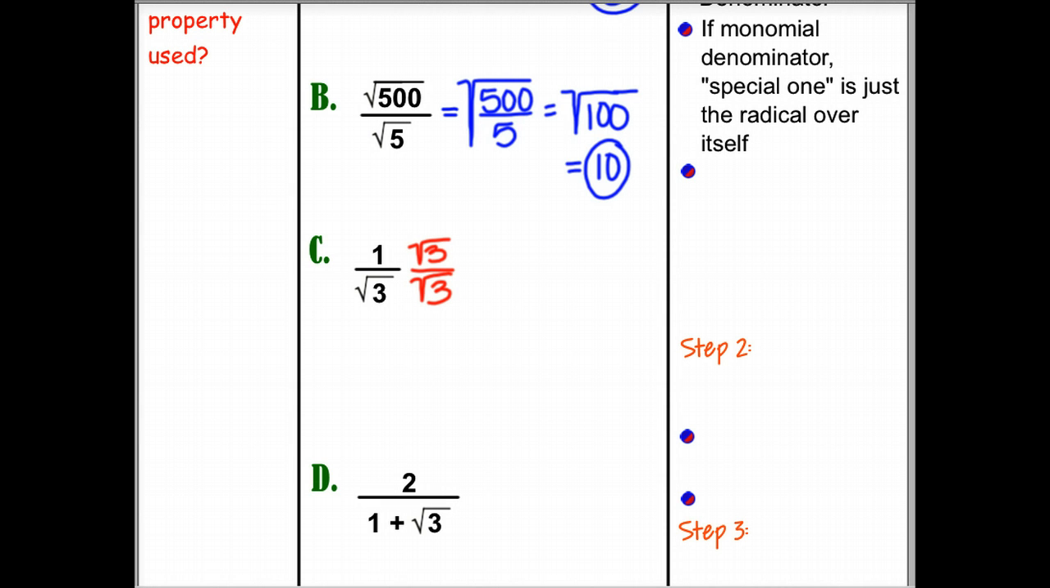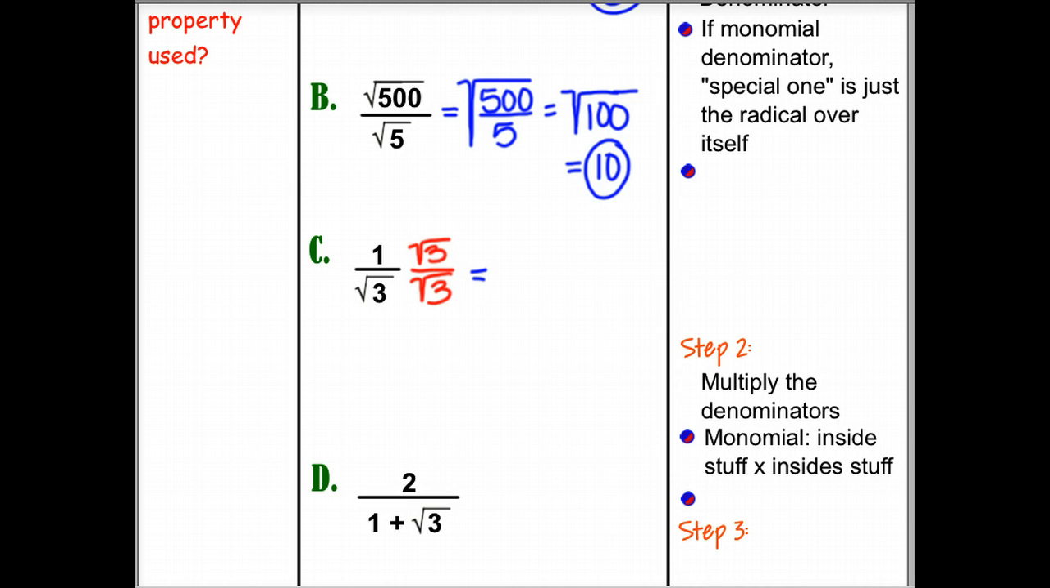Now, once we've done that, then we're going to multiply the denominators, which in our case with the monomial is inside stuff times inside stuff. So here we've got square root of 3 times the square root of 3, which is the square root of 9. And the same thing on our numerator, 1 times the square root of 3 is the square root of 3.